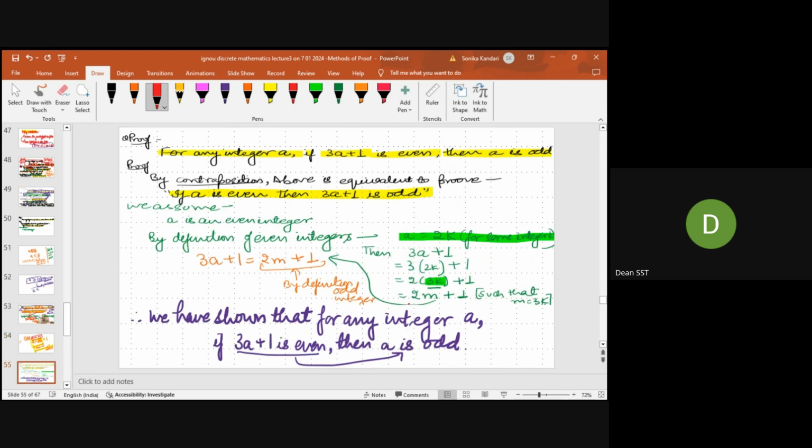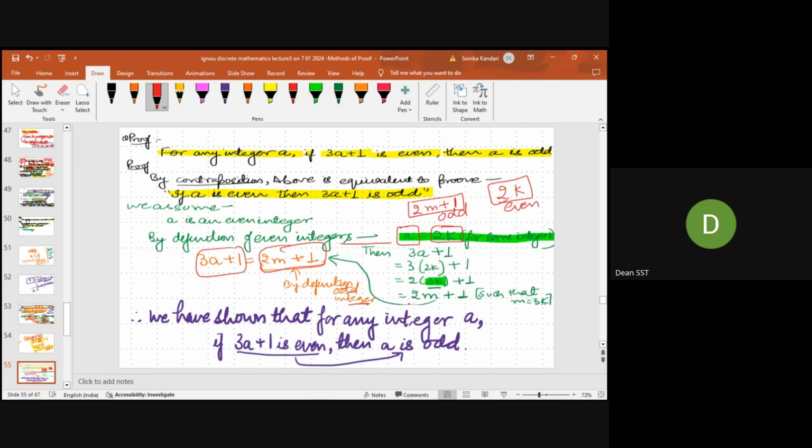So here, 3a plus 1 is equal to 2m plus 1 by definition of odd integer. Fine. By definition of even integer, what is even? Even is a, and a can be represented as 2k, twice of any number. Even number. And how we can represent an odd number? Odd number is 2m plus 1. This is odd. Fine.